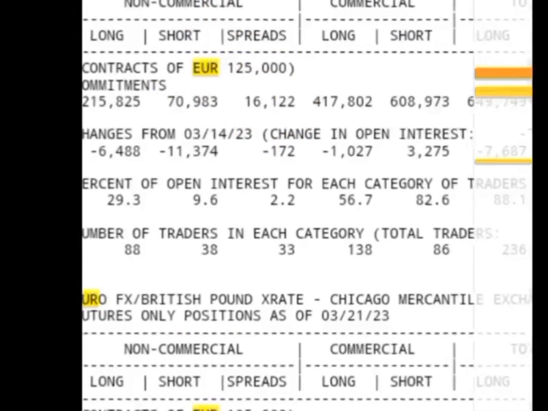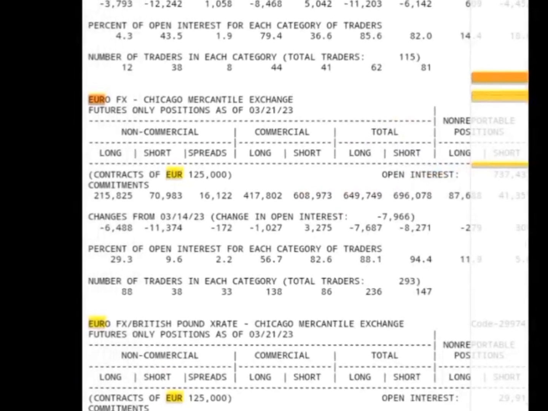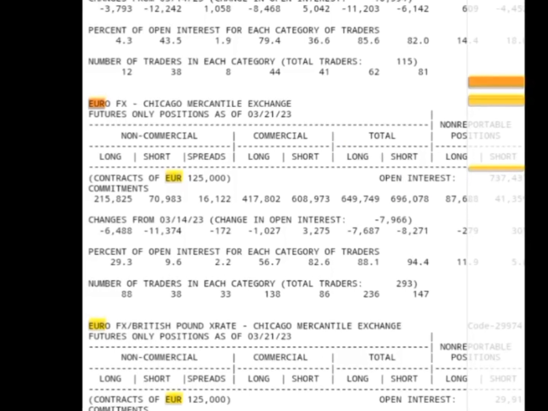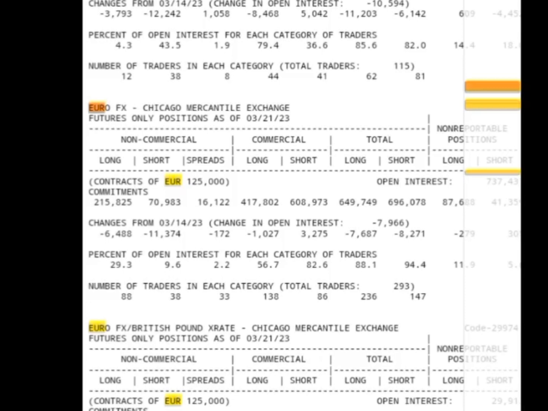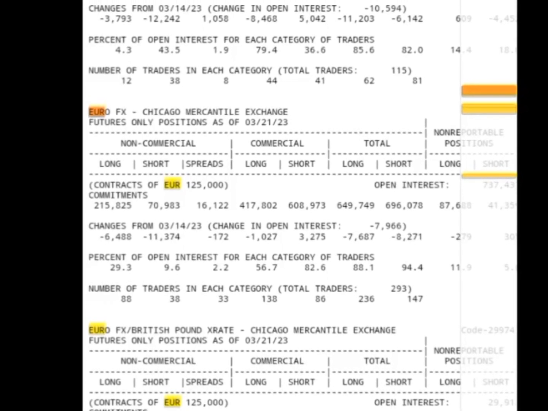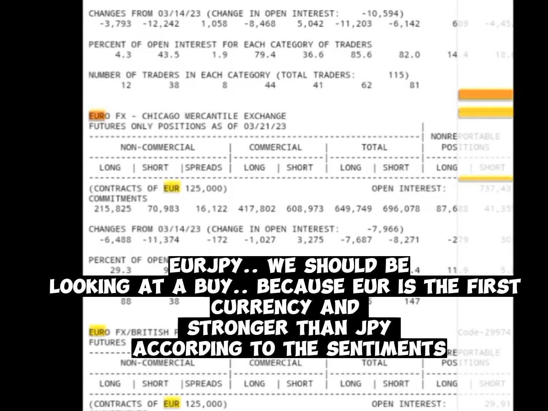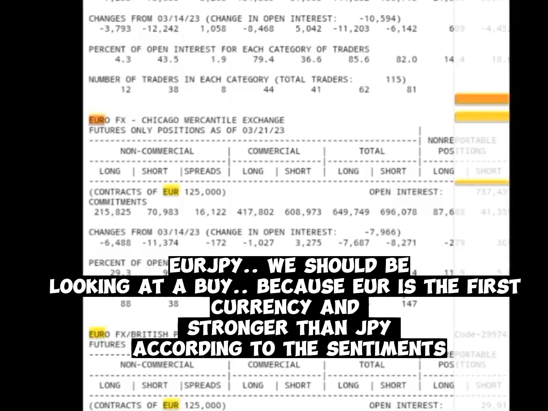Okay, so what you do is combine it with another pair that is on the weaker side, like the Canadian dollar we saw just now, or Japanese yen. Since this one is strong, we'll combine it with another pair that is weak. Then we can sell that pair. So if we have something like euro JPY, we should be looking at a sell for euro JPY for this week.